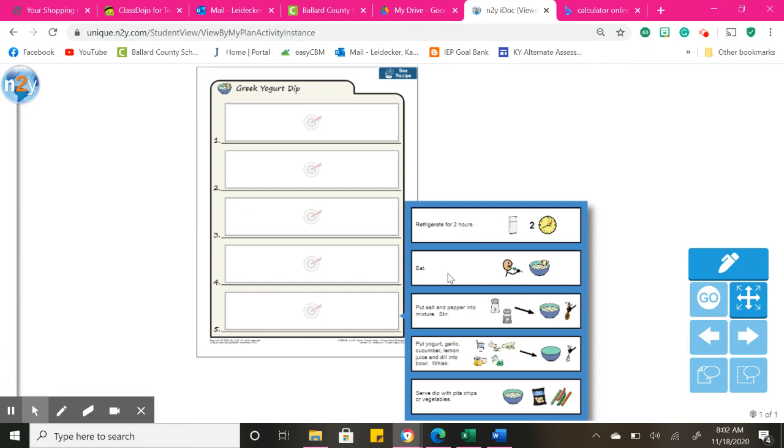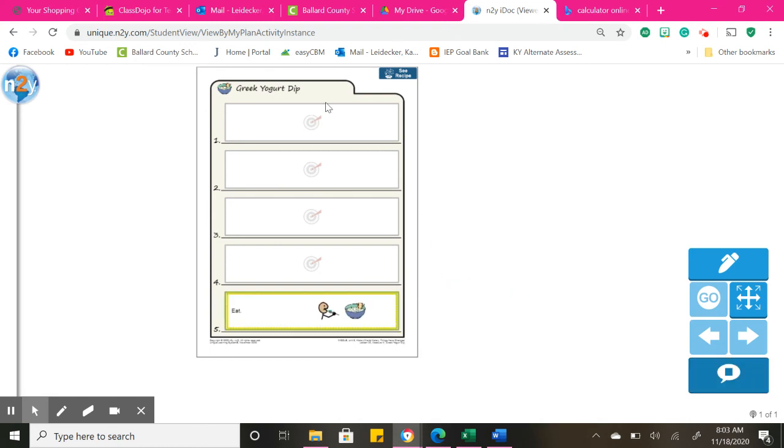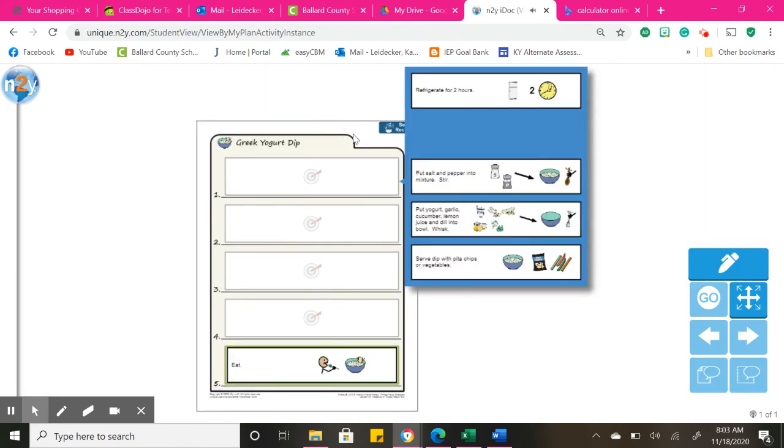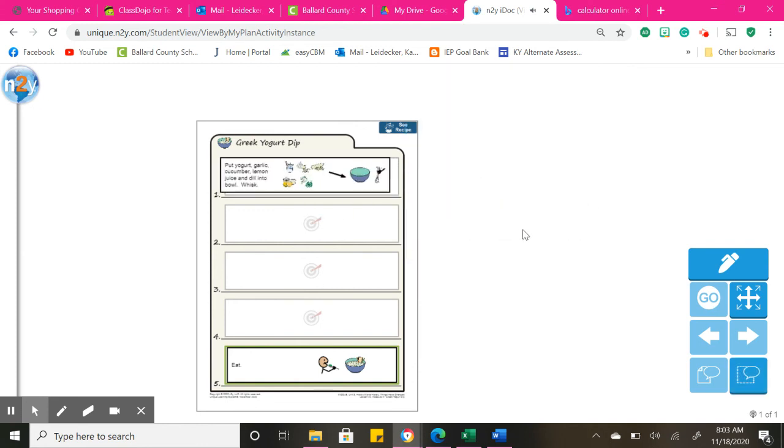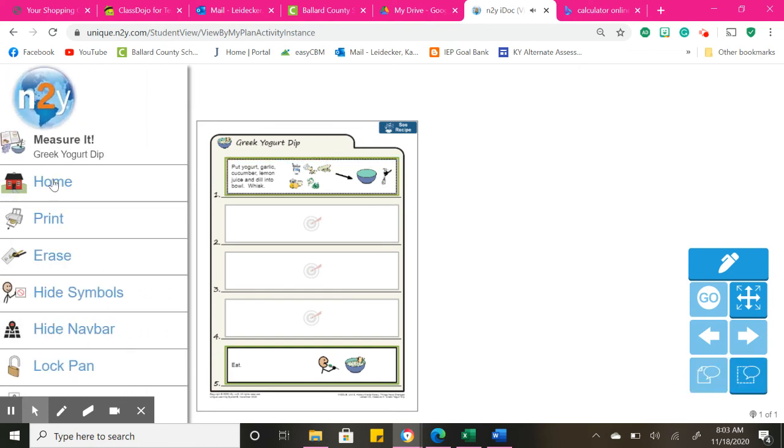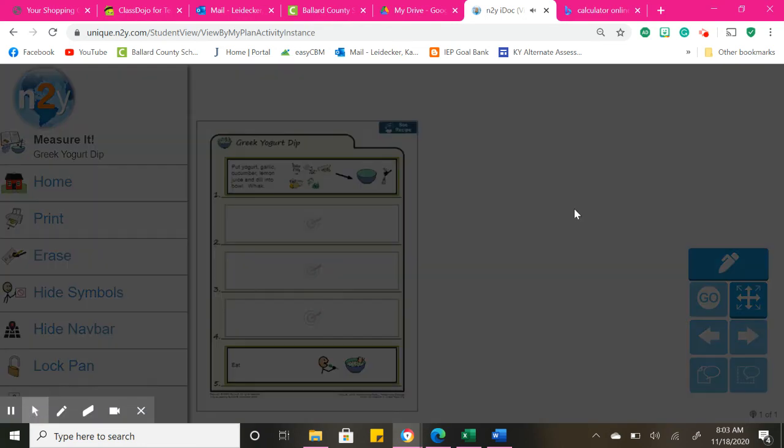That would definitely be last. Put salt and pepper into mixture and stir. Put yogurt, garlic, cucumber, lemon juice, and dill into bowl and whisk. Serve dip with chips, pita, or vegetables. So obviously I know the last thing we're going to do is eat it. The first thing we're going to have to do is put all the ingredients in together to whisk together. Garlic, cucumber, lemon juice, and dill into whisk. All right. So you complete the rest of that.